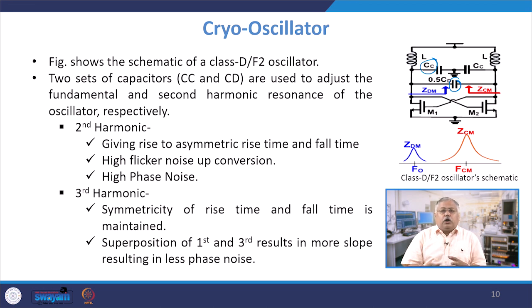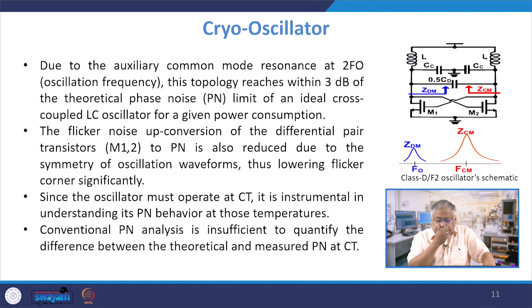Here we are again not talking about the variability issue between M1 and M2. The variability issue has not been taken care of here. I am assuming that both M1 and M2 are perfectly symmetrical in device structure and their transconductances are exactly the same. So, for the same amount of voltage given to the gate of these transistors, I will get exactly the same change in the output drain current, and therefore the voltage levels are all symmetric on the left and right hand side. Okay. Now, CC and CD are primarily used to adjust the fundamental and the second harmonic resonances of the oscillator. Now let's take up this idea and look at what it is.